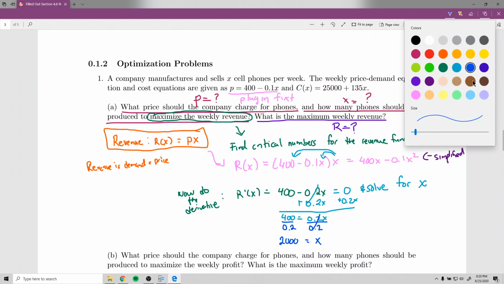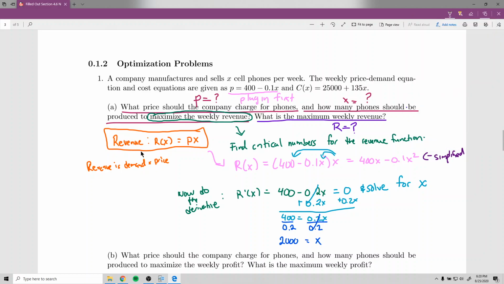All right. Now, this doesn't technically get us the answer for how many cell phones should be produced. What we found is that 2,000 cell phones is either going to maximize or minimize the weekly revenue, but we need to check which one. And this is really where if you do the second derivative instead of the sign chart, it saves you a lot of time.